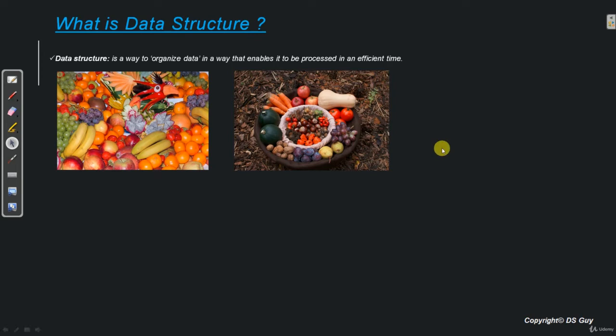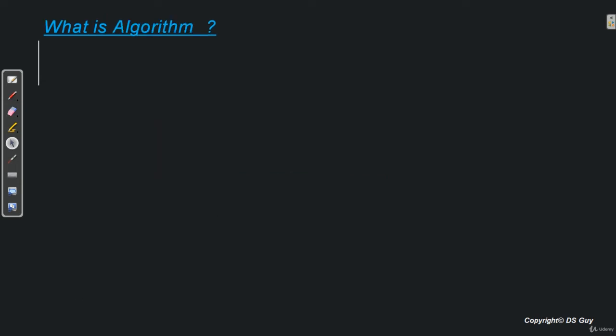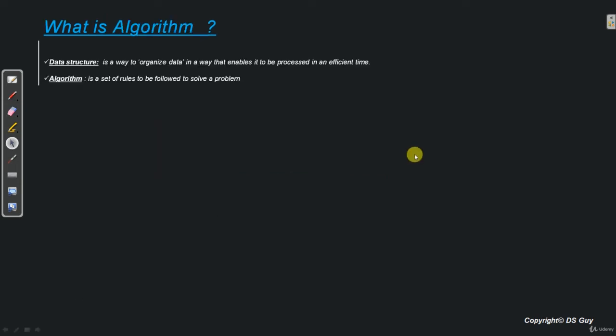Now what are the common data structures that can be used to organize data? It can be array, linked list, stack, queue, etc. Fine. So I hope you have understood what is a data structure. Now let's see what exactly is an algorithm. So an algorithm is a set of rules to be followed to solve a problem.